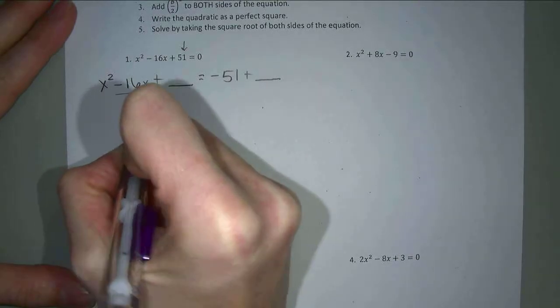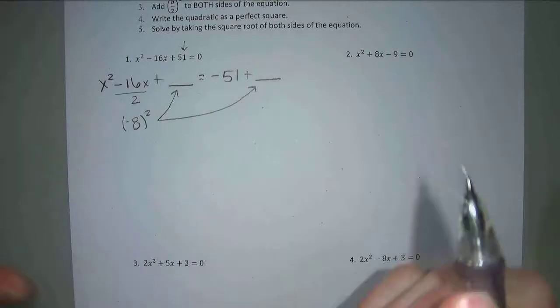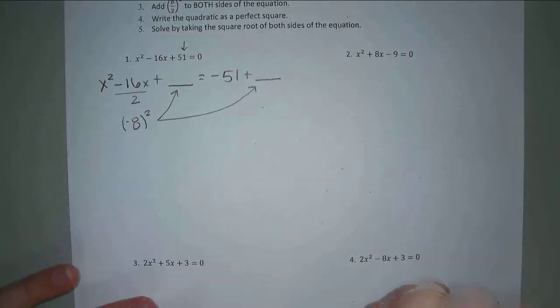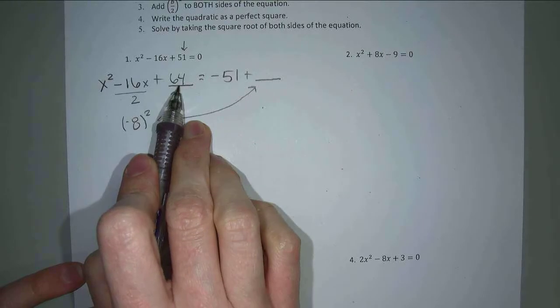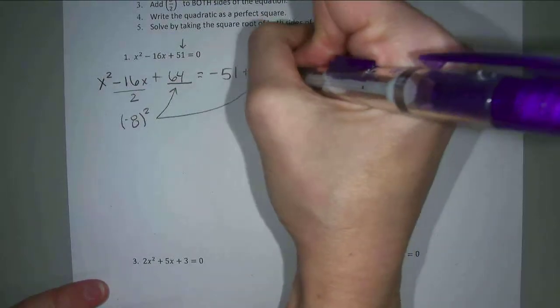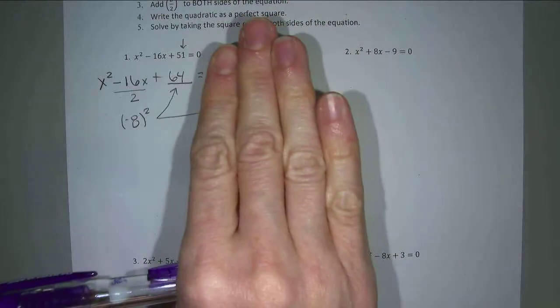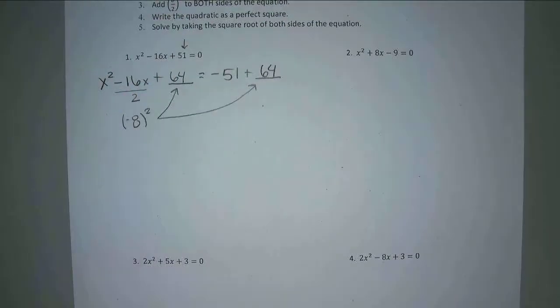Is that what I add to these lines? No, I add the square to it. So what is negative 8 squared? 64. But if I add 64 to the left, guys, this equation needs to stay balanced. So right now I don't really care what's happening over here, but I have to add 64 there because I want 64 here. I want to keep that equation balanced.